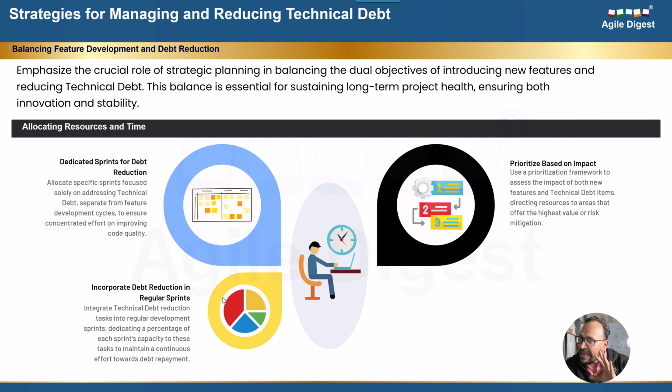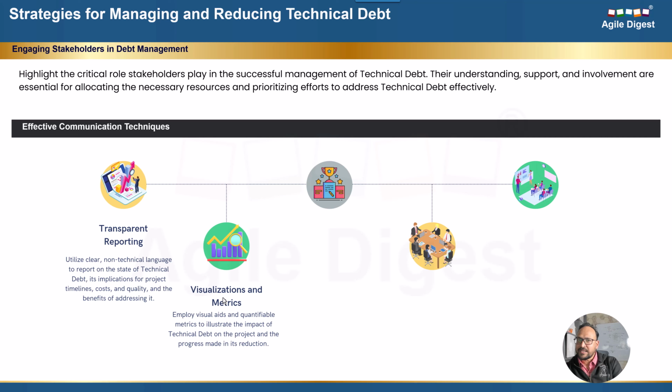Next, visualizations and metrics are a technique that you can follow. Employ visual aids and quantifiable metrics to illustrate the impact of technical debt on the project and the progress made in reduction. You can go with success stories. Share examples of improvements and efficiencies gained from the previous technical debt reductions or the effort that you have put in. What benefits you have got from there.